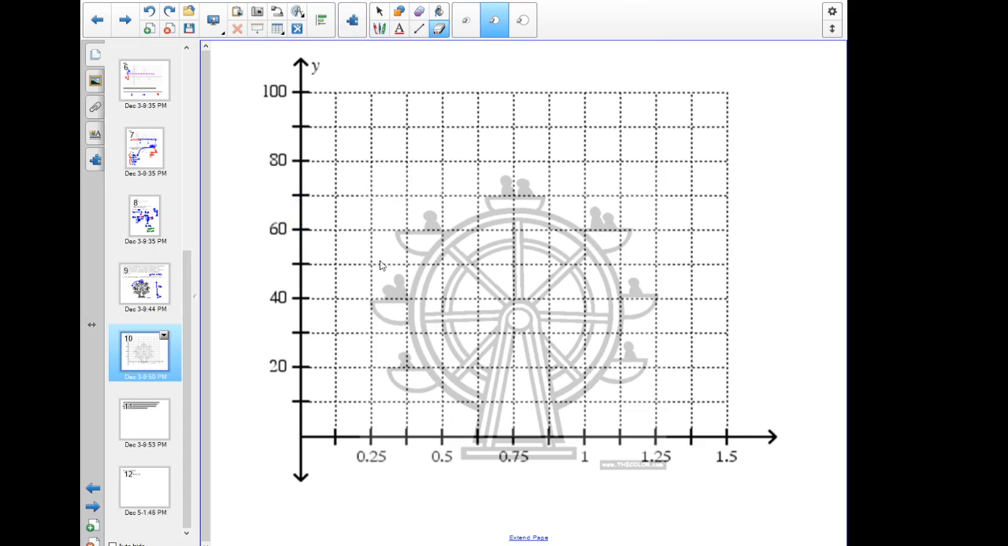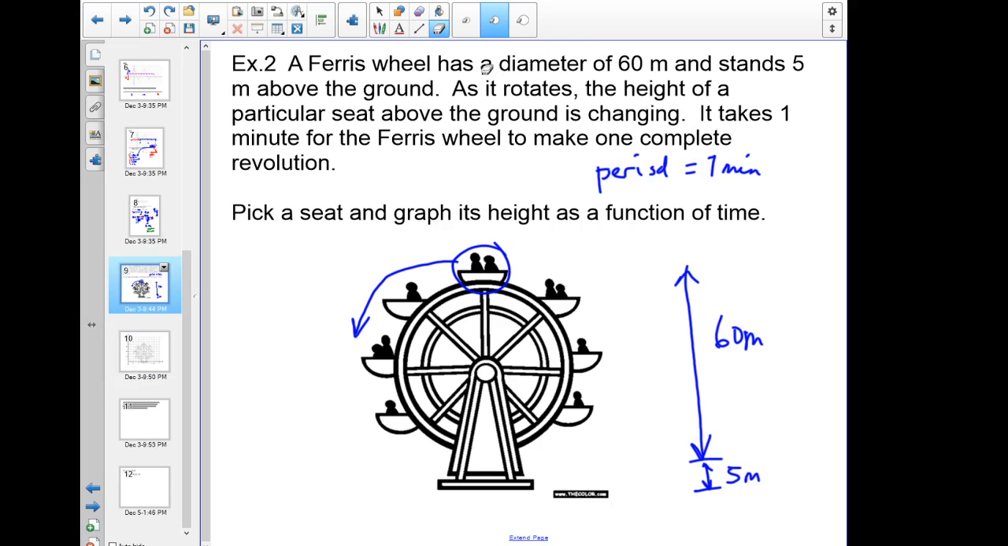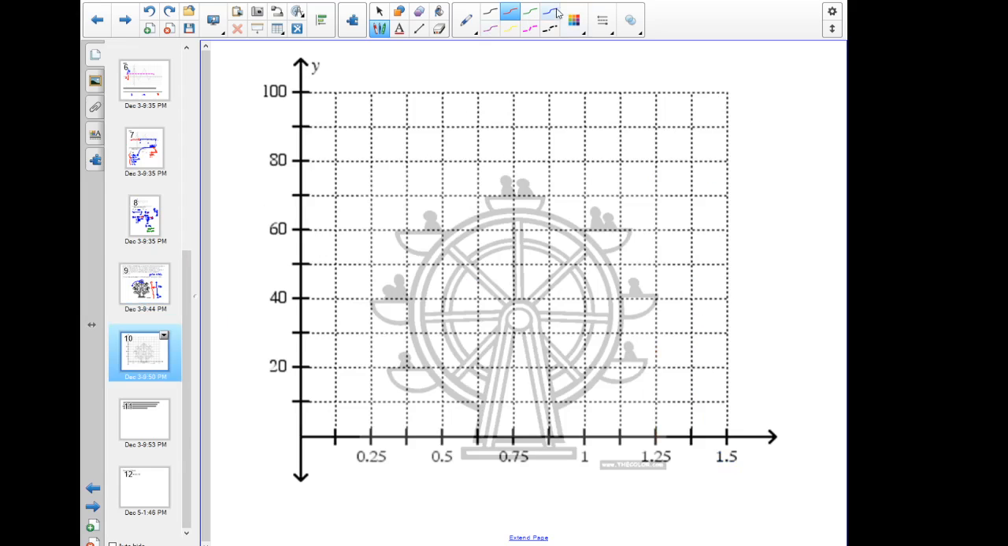I just want to go back and check: the Ferris wheel has a diameter of 60 meters and the Ferris wheel itself stands 5 meters above the ground. So what is the height of that top seat? And the answer to that is, of course, 65 meters. So that top seat is going to be, so that's 70, so it's about halfway in between. So the top seat starts there at 65 meters.